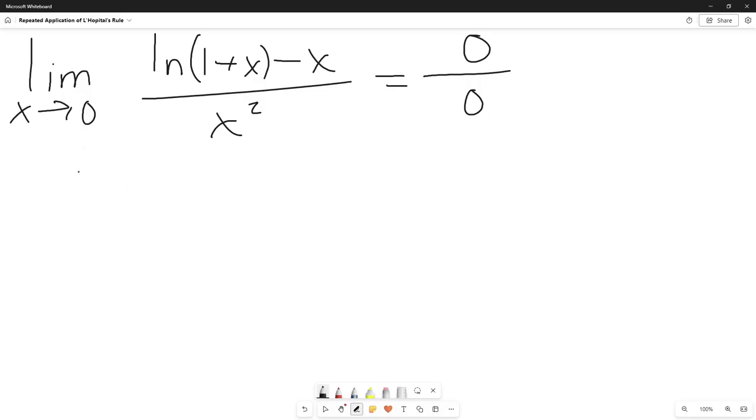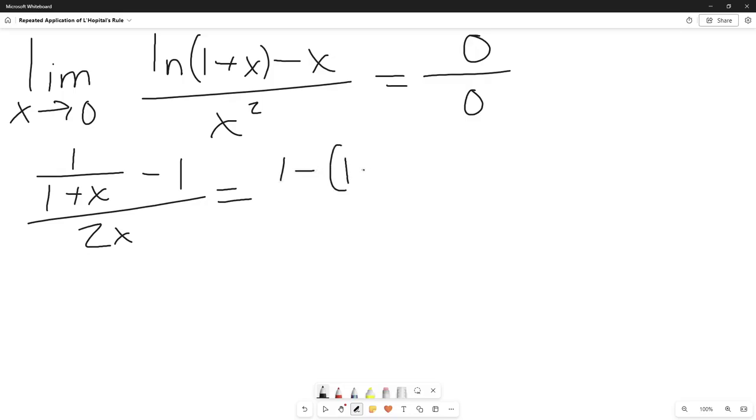And differentiating the top, we get 1 over 1 plus x, minus 1, all over 2x by differentiating the bottom. And instead of just taking it like this, let's multiply both the numerator and denominator by 1 plus x, so we don't have this double fraction, or the fraction inside a fraction. And we get 1 minus 1 plus x, which just simplifies to negative x, all over 2x times 1 plus x, and that simplifies to 2x plus 2x squared.